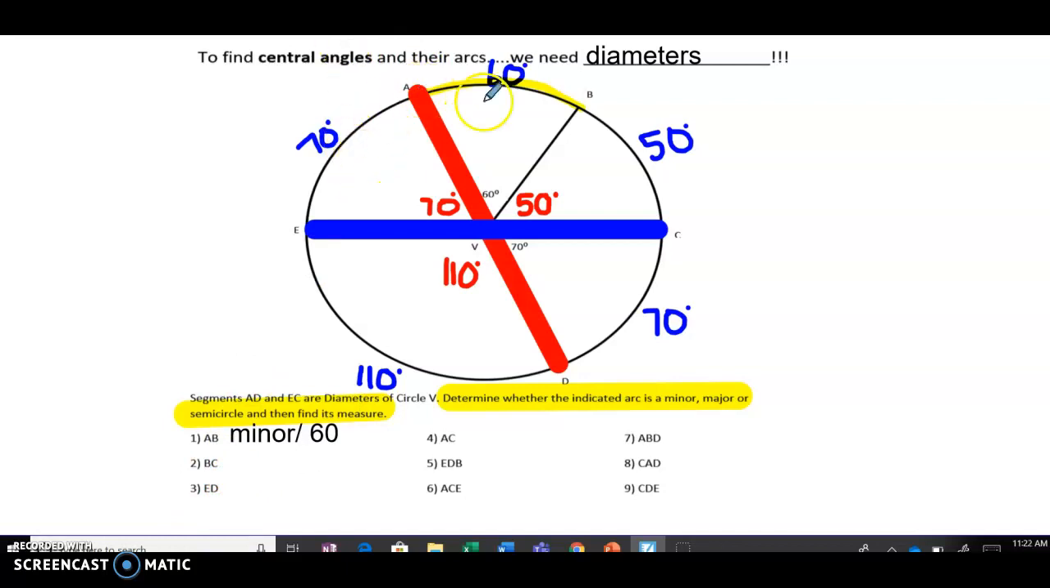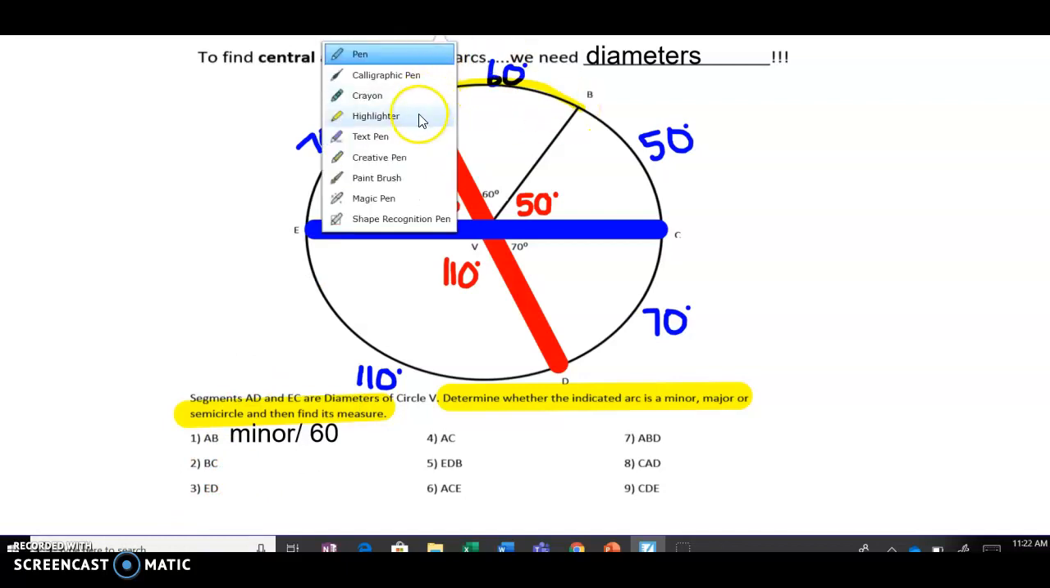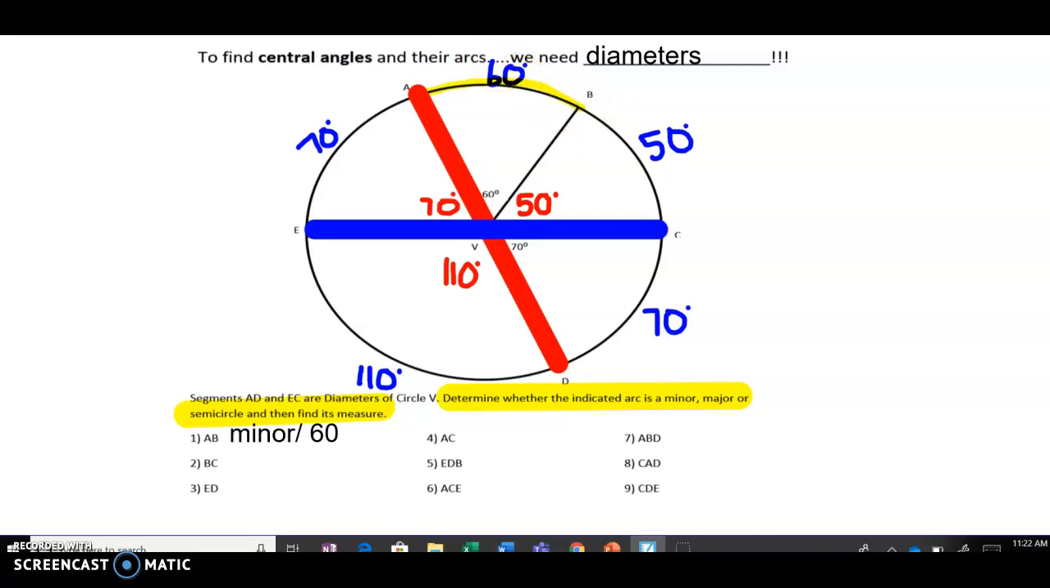Looking at number 2, BC, I'm going to go from B to C, and I can see that this measurement is 50 degrees. So therefore, it has to be a minor arc because it too is less than 180 degrees. Going from E to D right here is 110 degrees, and that's also less than 180 degrees. So this is going to be here, and it's 110.